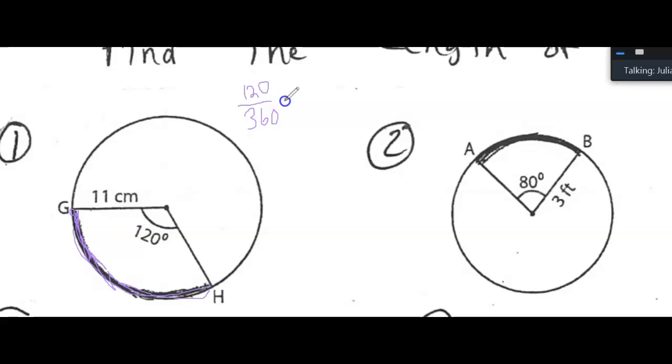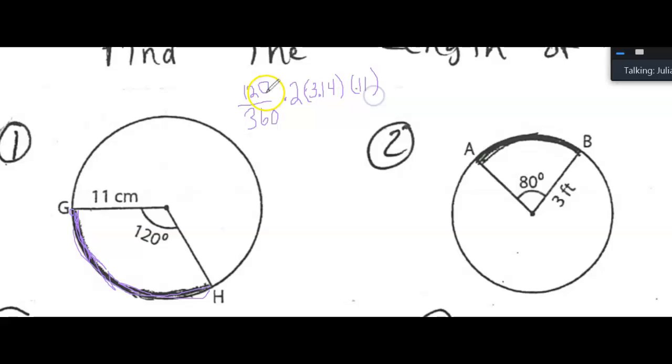Okay, then you're going to divide that, then you're going to multiply times 2 times pi, which is 3.14. So I'm going to put it in parentheses, 3.14 times my radius. So it's a decimal, times my radius, which is 11 in this problem.